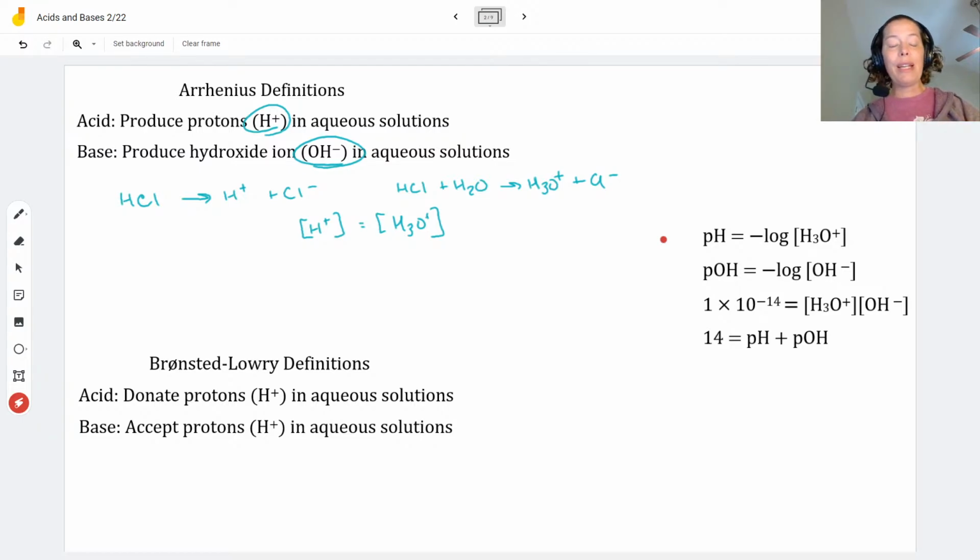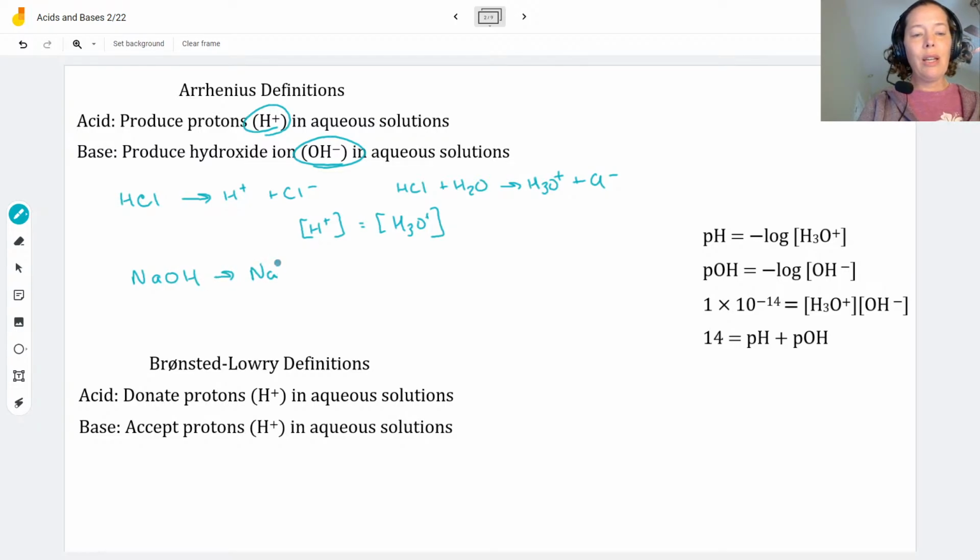Let's do an example of a base. So a base is something that's going to produce hydroxide ions. So one of the most common bases is sodium hydroxide. And when you put that in water, you get sodium ions and hydroxide ions. Now, in this case, hydroxide is fine, just hanging out. It does hang out with the water, but we don't have the situation like the hydronium ion and H plus. Okay, so that is an acid. That is a base, according to Arrhenius. These are good definitions. We still use these definitions.